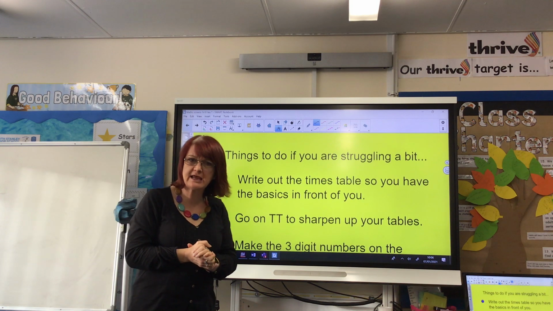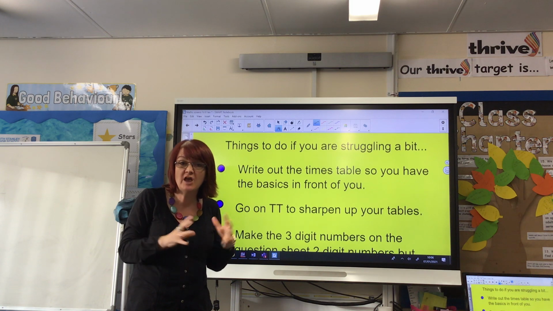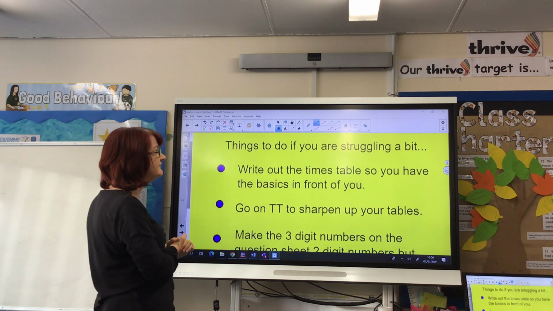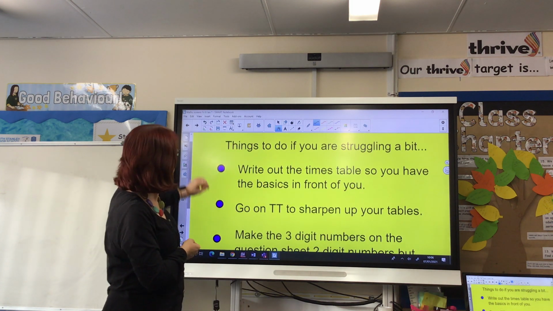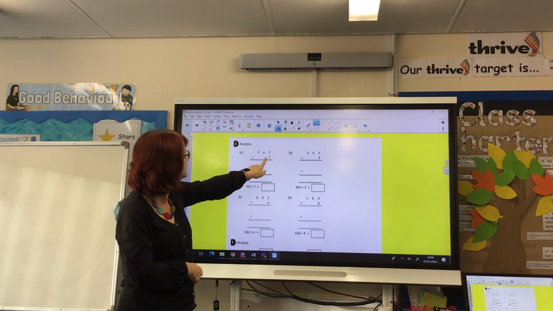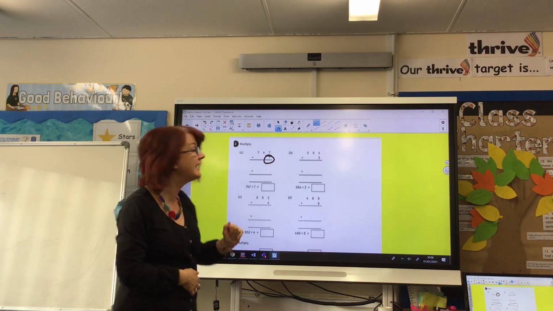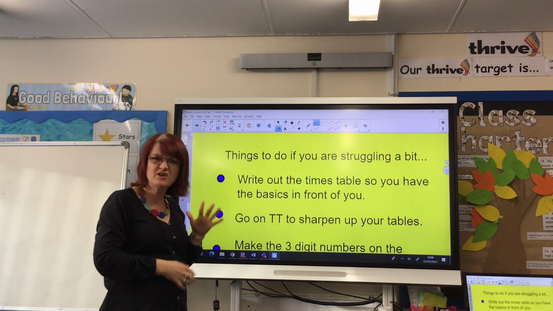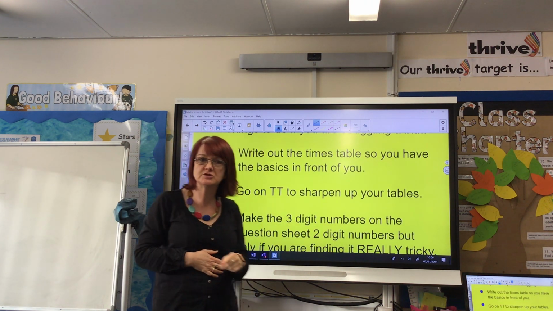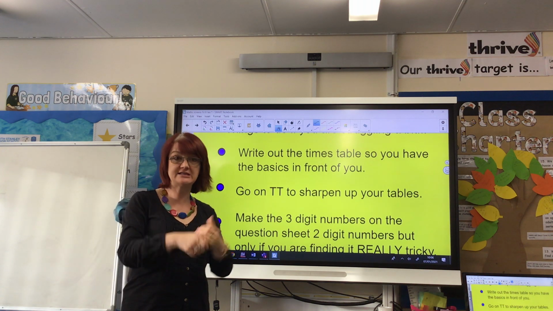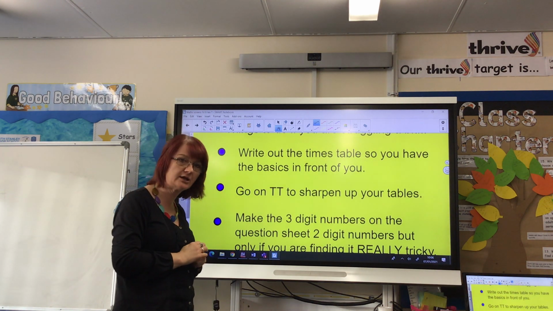What to do if you're struggling a bit today, because this is tricky work. This is work that is right at the top end of year 4 work. So if you're struggling a little bit, a few little clues here could help you. You could write out your times table so you have the basics in front of you. For example, if you're not too sure of your 7s, you could have the 7 times table written out, and that would help you with accuracy. If you are a bit wobbly with your tables, you could go on TT to sharpen your tables. I noticed some of you have been on TT, so well done. Remember, I can see when you've been on.